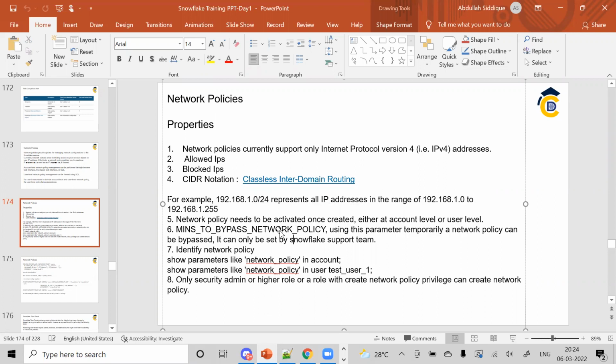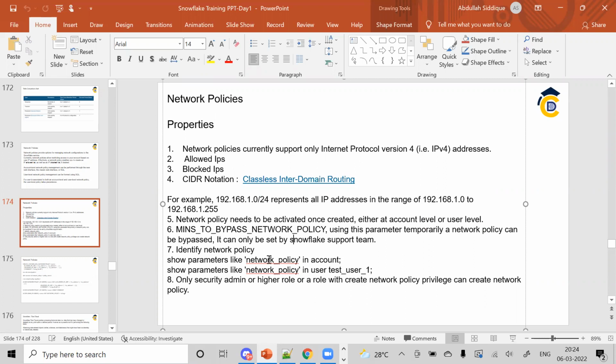So yeah, once you create the network policy, it has to get activated either at account level or user level. So you need to activate it by yourself, once you create it. So we'll see all that once we do the demo.